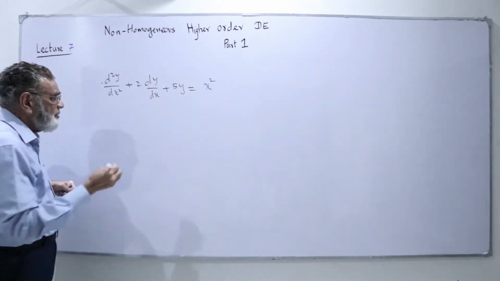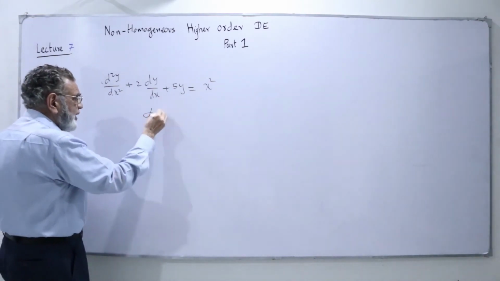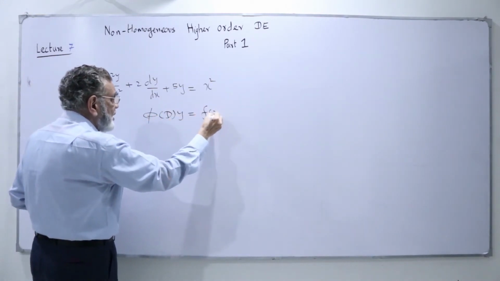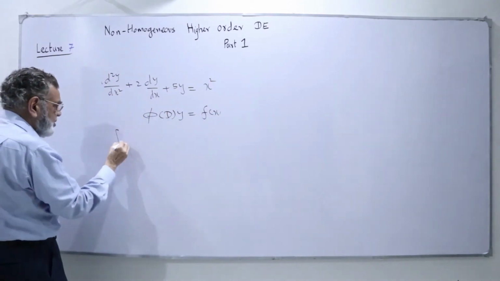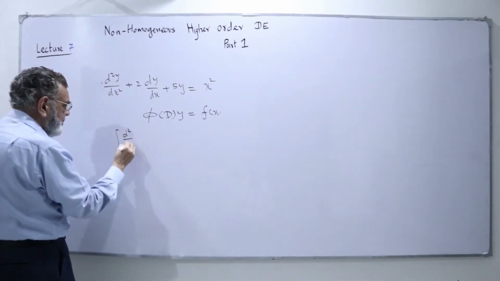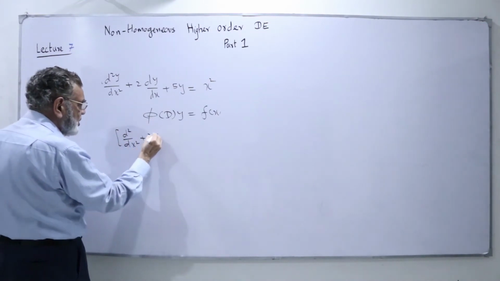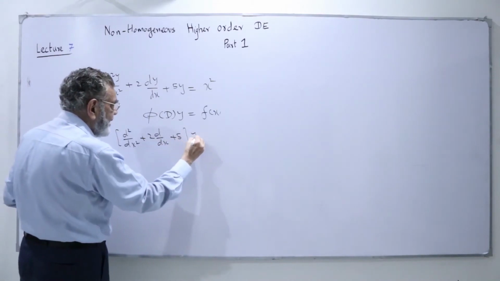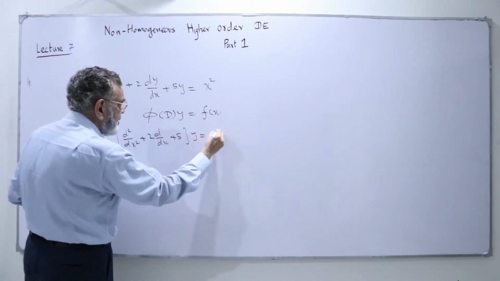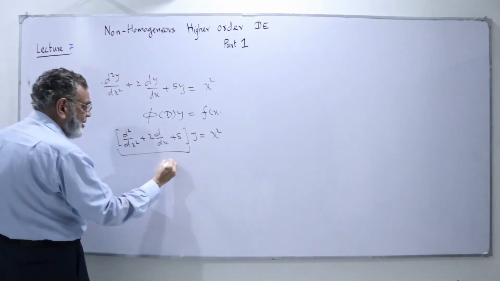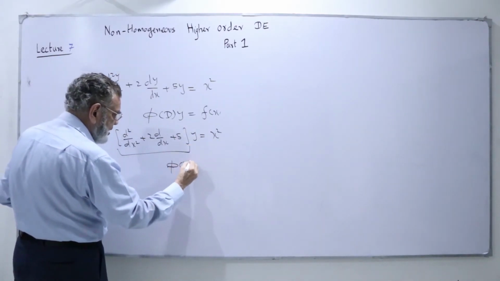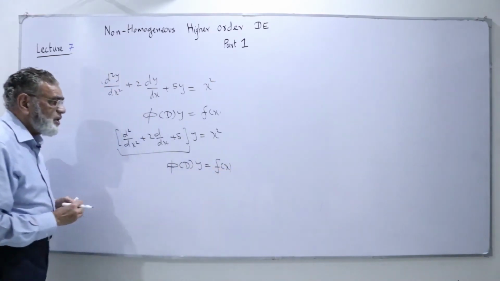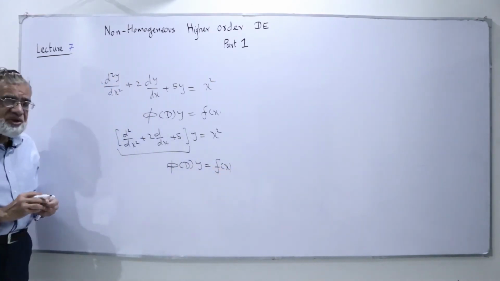In general, we can say we have any differential operator phi D acting on y, and it is equal to f of x. If I rewrite this one, I can write d2 by dx square plus 2 d by dx plus 5, into y, is equal to x square. So this whole thing we write as phi D, and this one we write as f of x. So this is an equation which is non-homogeneous. We are going to study it.